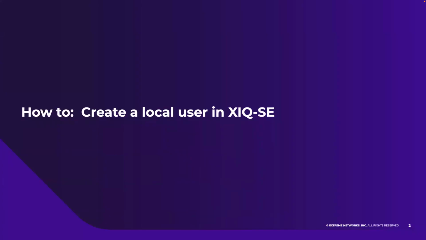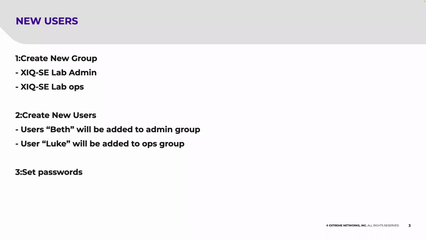Today's session, we are going to show you how to create a local user in XIQ SE. Creating a new user in SiteEngine requires 3 steps. First, you must create the new user group, which involves setting the privileges and rights of the group. Next, you must create the user and associate him to the group. And then lastly, you need to set the passwords for the user.